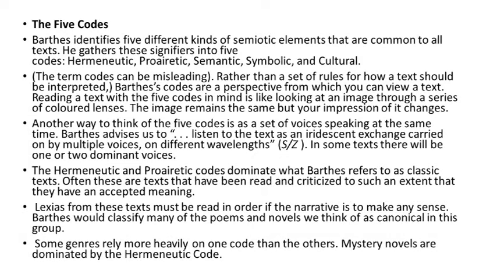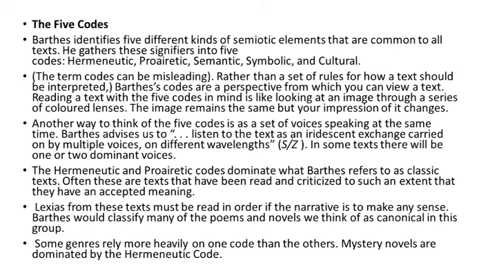So we have seen five different kinds of semiotic elements that are common to all texts, showing how meanings can be taken. He gathers these signifiers into five codes: hermeneutic, proairetic, semic, symbolic, and cultural.